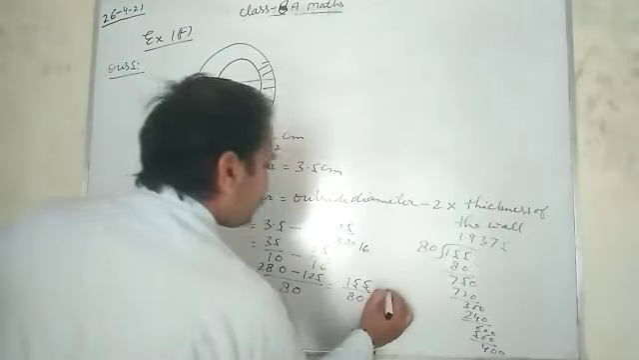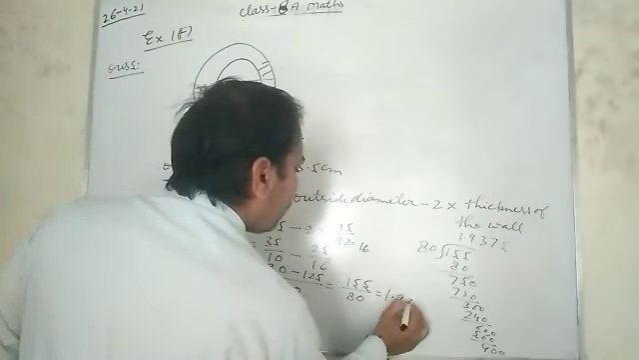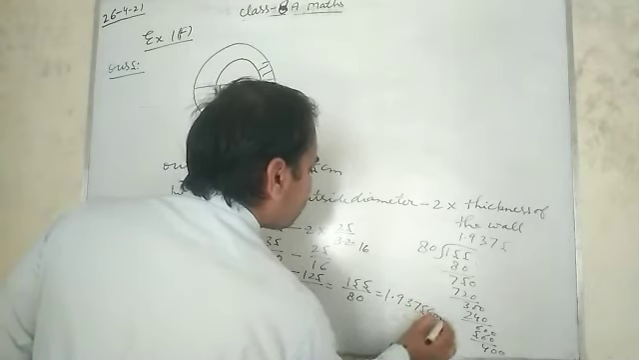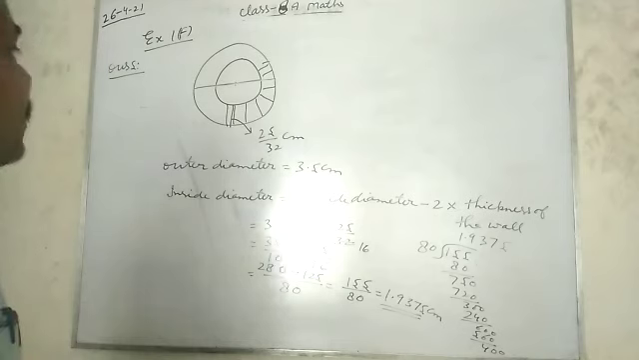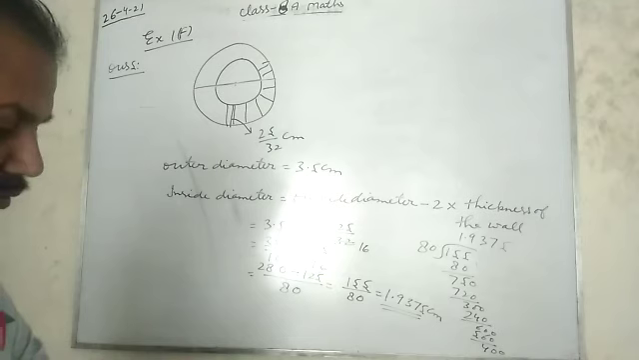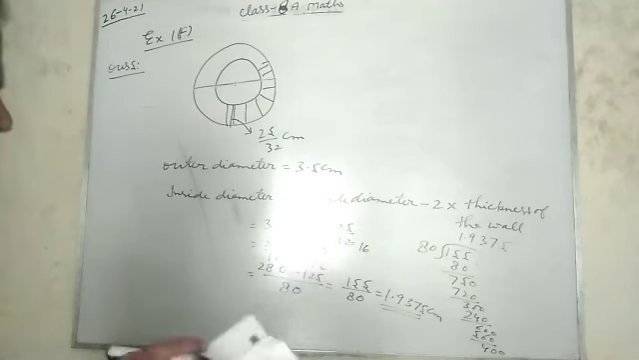So 1.9375 centimeters. This is the inner diameter of the pipe. Okay.